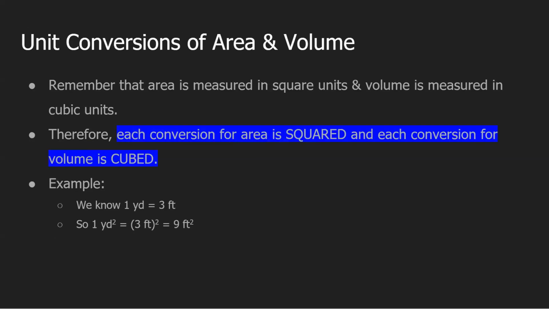So over here, we're going to look at some unit conversions of area and volume. Oh yes, the unit conversions. I want you all to remember that area is measured in square units and volume is measured in cubic units. So what that means is a square unit, let's say a centimeter, will have a tiny 2 at the top, meaning that it's squared. Over here, there are examples. This is 9 feet squared, and a cubic unit will have a tiny 3 at the top, meaning it's cubed.